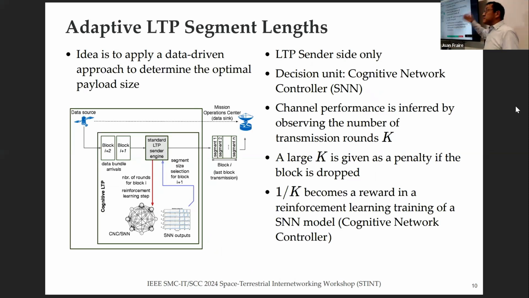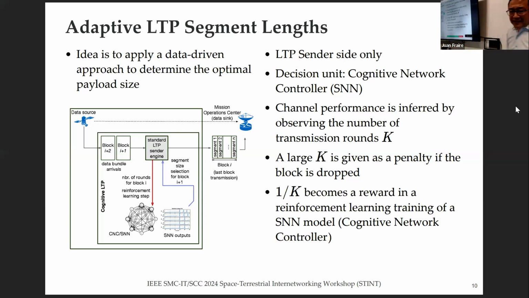For this work, we are looking at the number of retransmission rounds that LTP requires to deliver a bundle, because somehow that is going to give us a sense of whether the channel is good or not. So if that number is large, it's because we have to retransmit a lot. That means we are not doing well, and we should reduce the segment size. And the opposite is the same. If we are just requiring one transmission round or maybe two, that means the channel is very good, so it makes sense to use large segments.